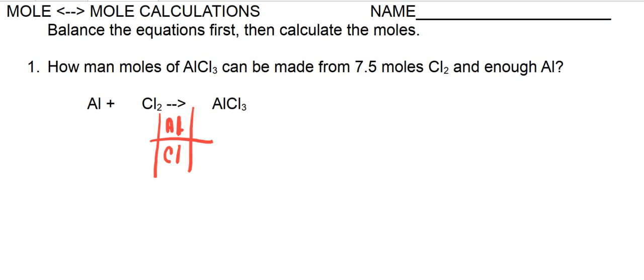On the reactant side we have 1 aluminum and 2 chlorines. On the product side we have 1 aluminum and 3 chlorines. My aluminums are balanced, but my chlorines are not. In order to balance my chlorines, I want to take the most complex compound, aluminum chloride, and balance it with the next complex compound, which would be Cl2. So we have Cl3 on the product side and Cl2 on the reactant side.